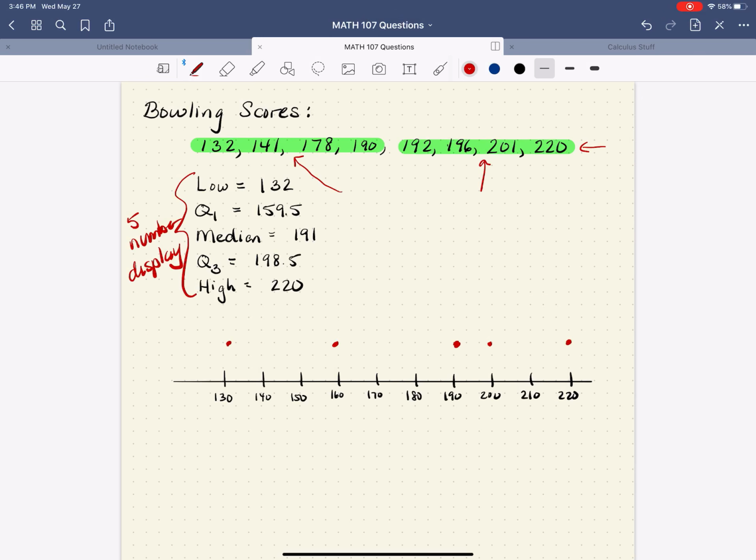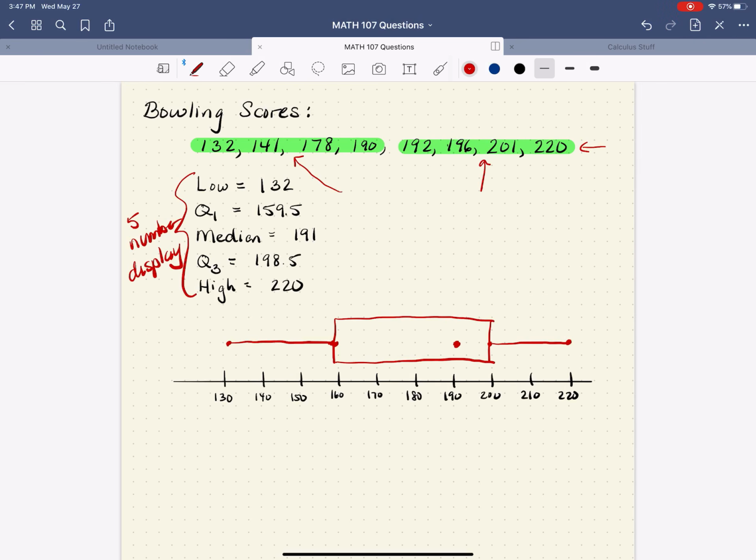Now that's not the whole display. We need a box. So here's what happens. So the middle half gets a rectangle around it. So the middle half meaning between here and here. So the middle half gets a box around it. And then the whiskers come from going from the right edge of the box to the end, and the left end of the box to that end, to the low.